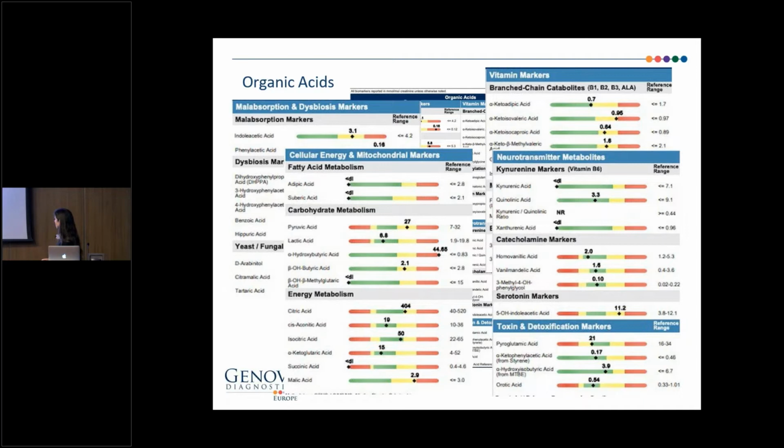And then the toxin and detox markers, these are the markers that are looking at environmental exposure to toxins. So things like petrochemicals, plastics, all of those sorts of things. And then also the need for possible glutathione as well.